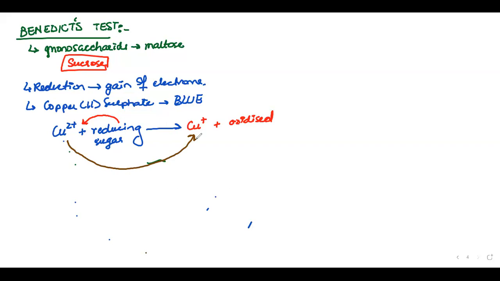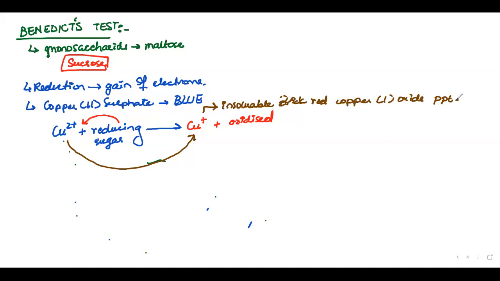And as it turns into copper 1, it goes ahead and turns into an insoluble brick red copper 1 oxide precipitate. And that's what we see. That's the color change we see. We see that it goes from being blue to brick red. This is why: because of the copper getting reduced to copper plus 1. That is what gives us the red precipitate at the end.